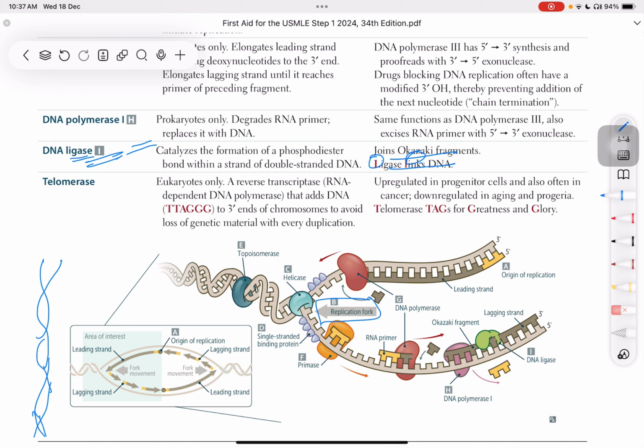Telomeres and telomerase are present in eukaryotes only. Telomerase is a reverse transcriptase, which is important: an RNA dependent DNA polymerase that adds DNA. This sequence is important: T2AG3.